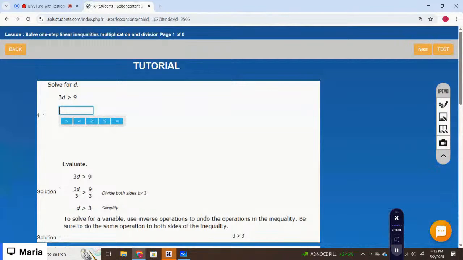Solve for d. 3d greater than 9. So divide both sides by 3. So then d is greater than 3. Let's just start with the test questions.